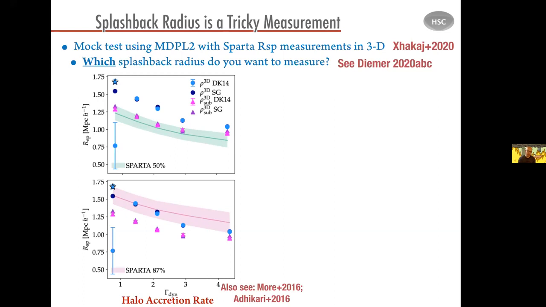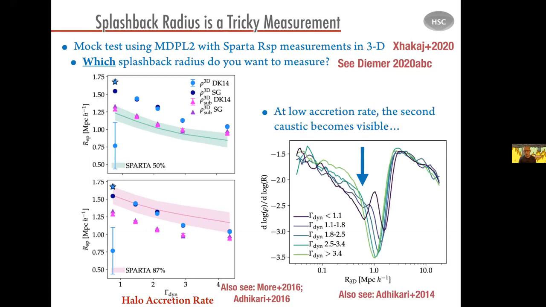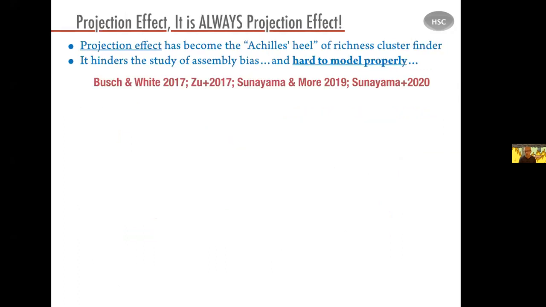Basically, when the accretion rate is low, the inference using the DK14 parametric profile fitting gives a very weird and wrong result. And that's actually because when the accretion rate is low, the second caustic feature becomes much more visible and starts to bother the measurement of the splashback radius we want. And this can also affect observations. But in real observation, we're dealing with a much more severe systematic effect, which is projection effect.